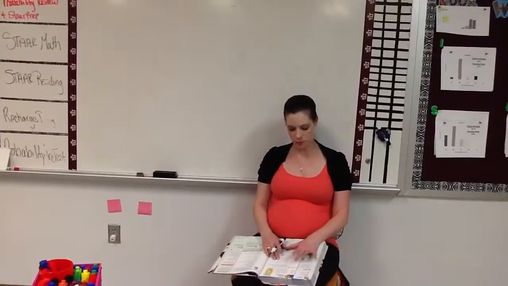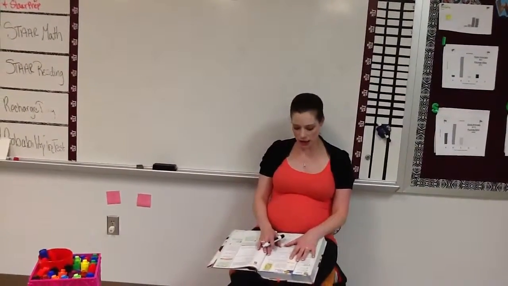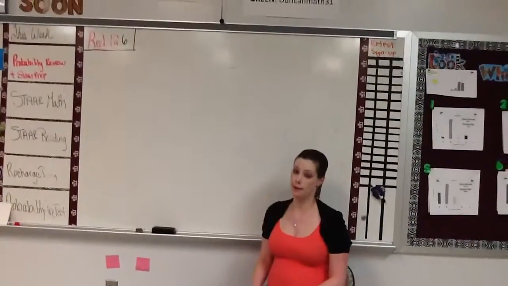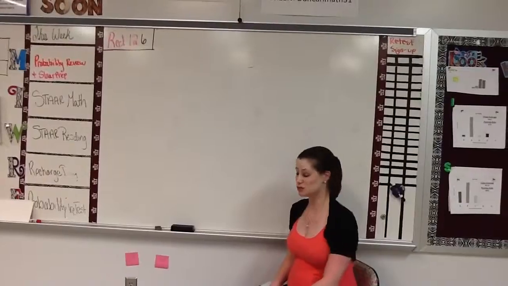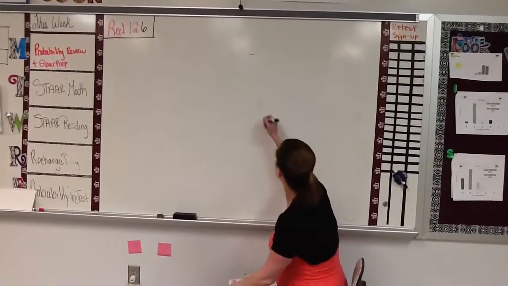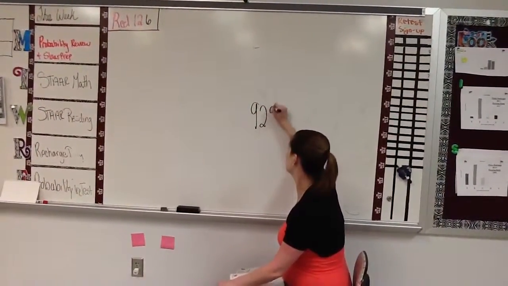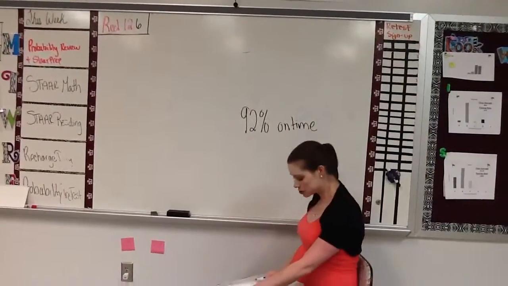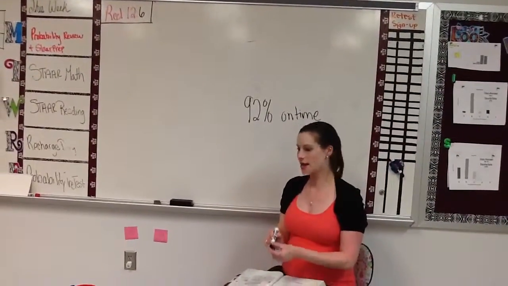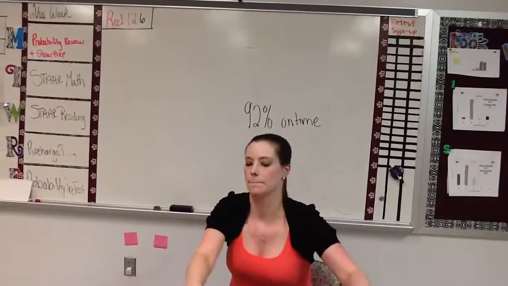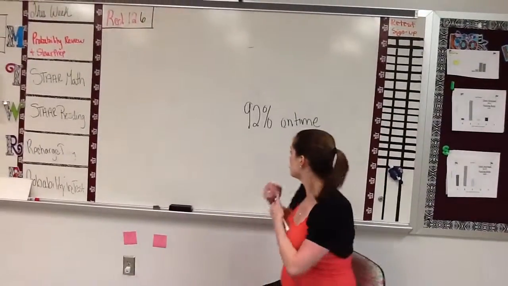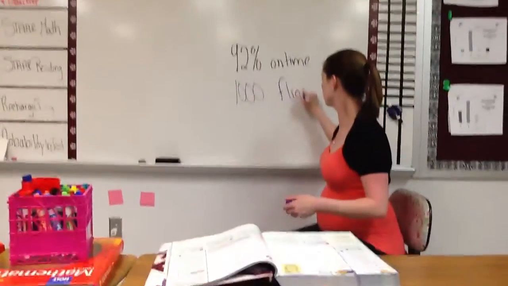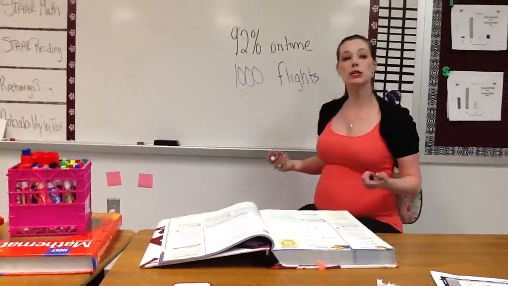Our first example says, based on a sample survey, an airline claims that flights have a 92% probability of being on time. I don't know about y'all, but I've flown a few times and I think their survey is a little off. 92% on time. Okay? That's the probability. So your prediction, you're asked, if you have 1,000 flights, how many will be on time?